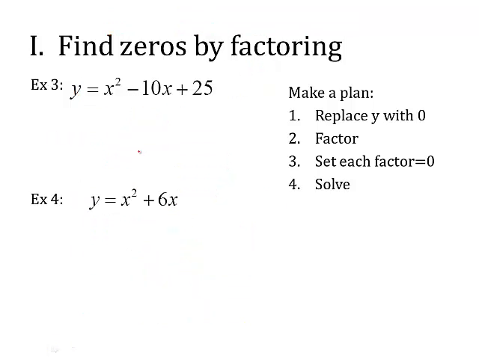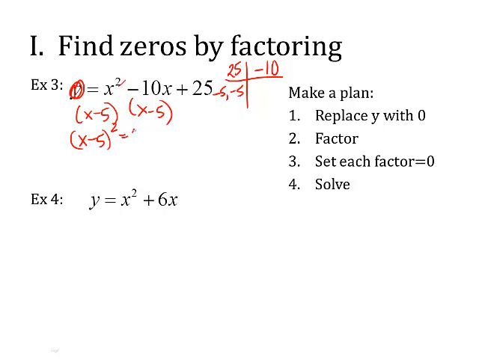Alright, let's keep going. Again, replace the y with 0. Notice two solutions, right? Keep that in mind. So when we multiply, we get 25. When we add, we get negative 10. Well, that's negative 5 and negative 5. So if I factor this, look at that. Both factors are the same thing, so it could be written like this. If I take my x minus 5 and solve it for x, x is 5. No questions about that. But I have it twice.